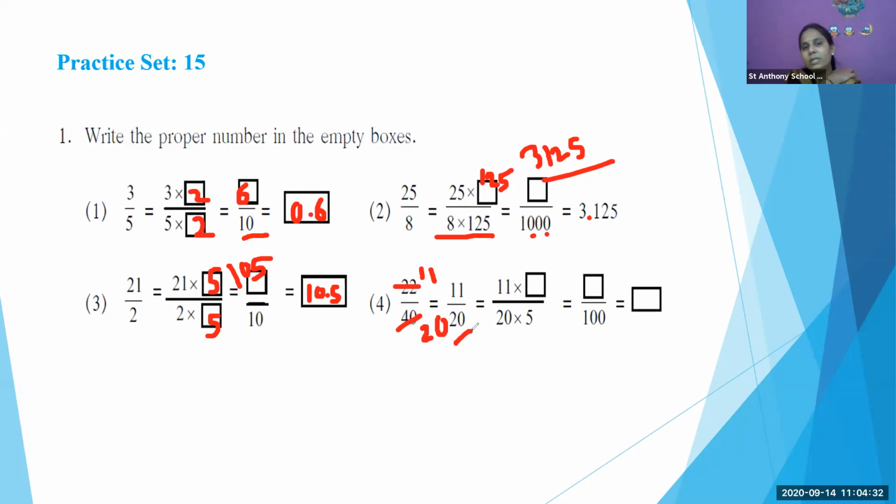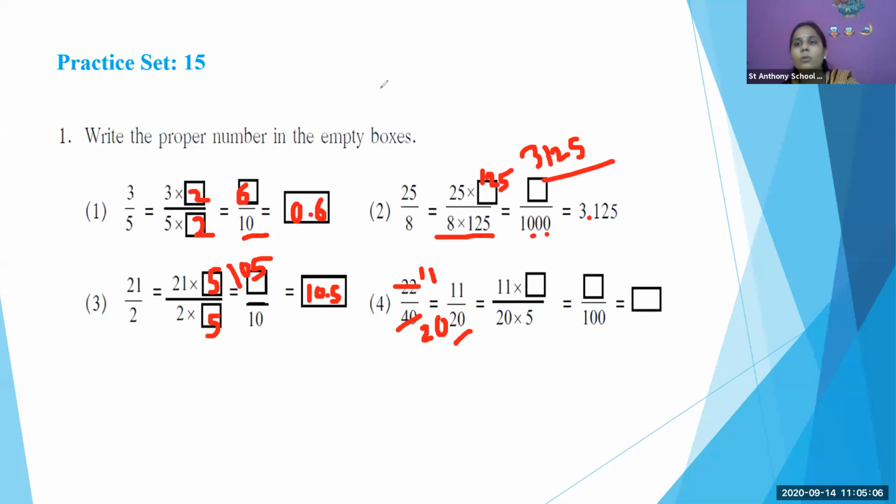Okay. Now 22 upon 40, whenever the numbers are like this, if they can be divided by any same number, you can divide them and convert that number into its lowest form. So this 22 can be divided by 2 and this 40 can also be divided by 2. 11 upon 20 will be the answer. But be sure that you are supposed to divide both the numerator as well as the denominator by the same number.